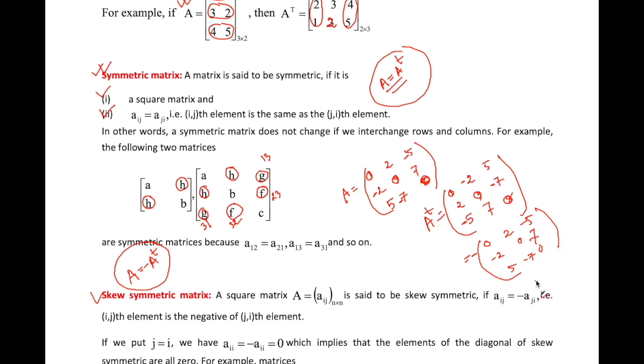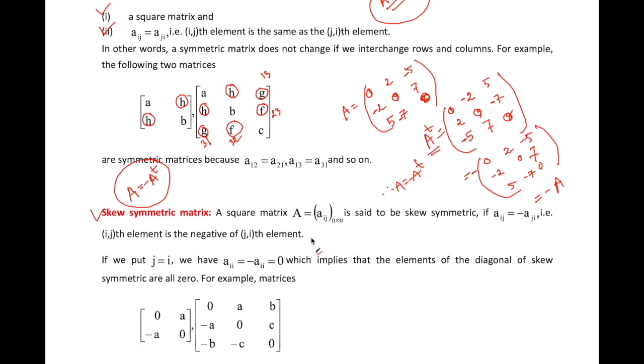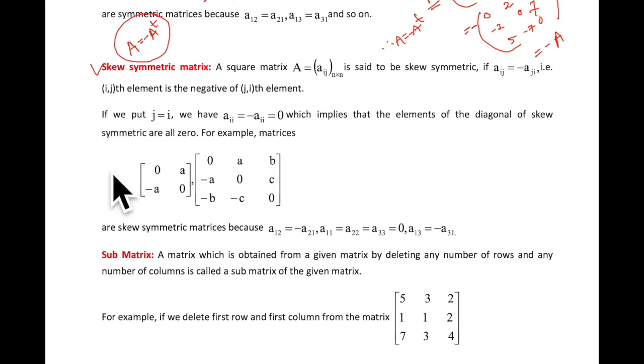So it is nothing but negative A. You see, A transpose is equal to negative A, or I can say A equals negative A transpose. So A is called skew symmetric. Here you can see 2 other examples of skew symmetric matrices.